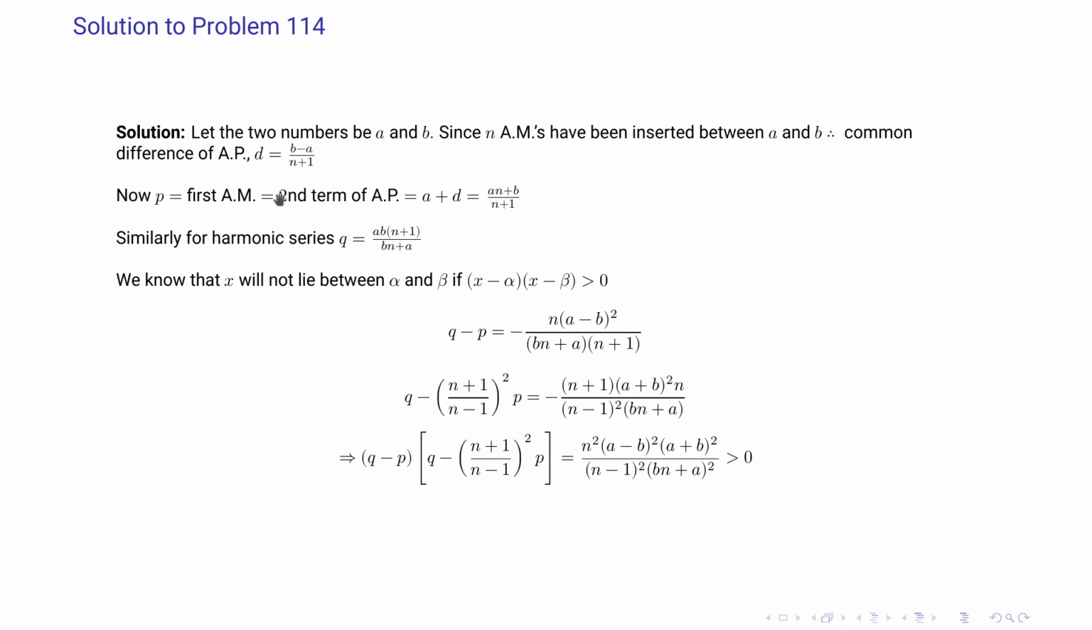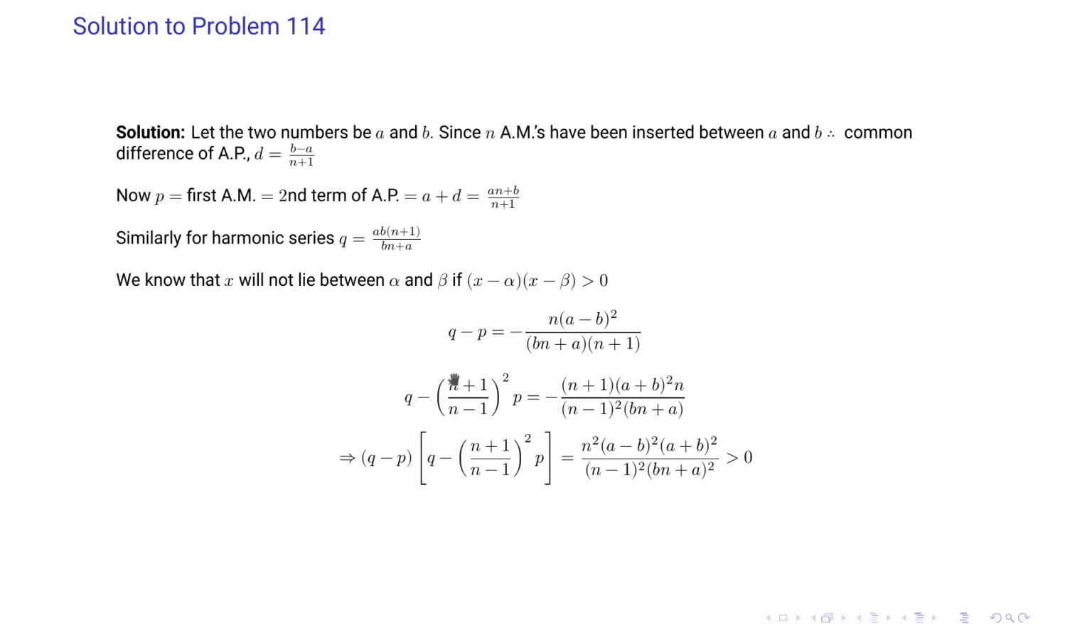Now we have q and p, so we can find q minus p, and we can find q minus ((n plus 1) by (n minus 1)) whole square into p. We can find these two as minus n into (a minus b) whole square by (bn plus a) into (n plus 1), and the second one would be minus (n plus 1) into (a plus b) whole square n by (n minus 1) whole square (bn plus a).